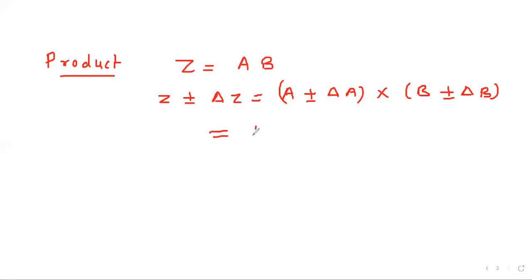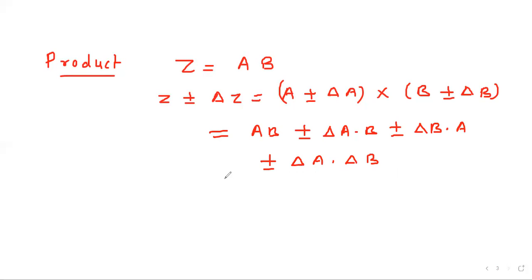So what do we get? AB plus minus delta A into B plus minus delta B into A, then plus minus delta A times delta B.